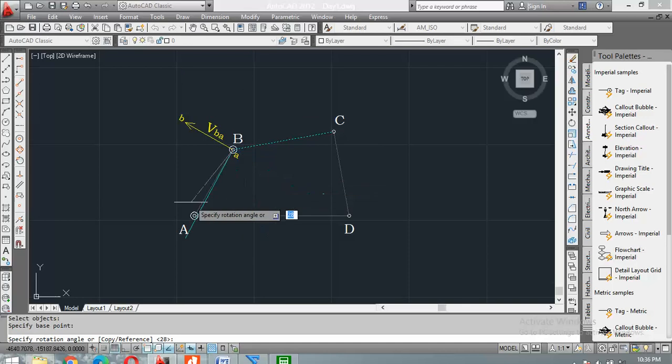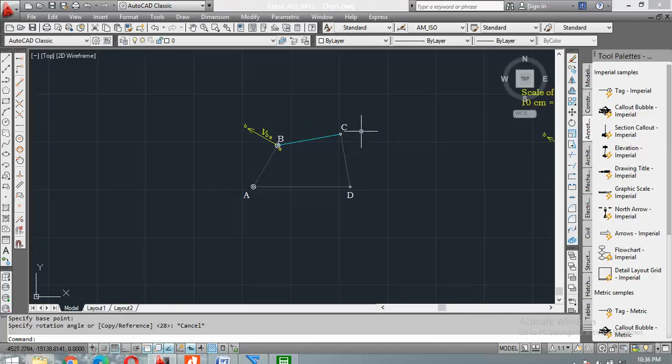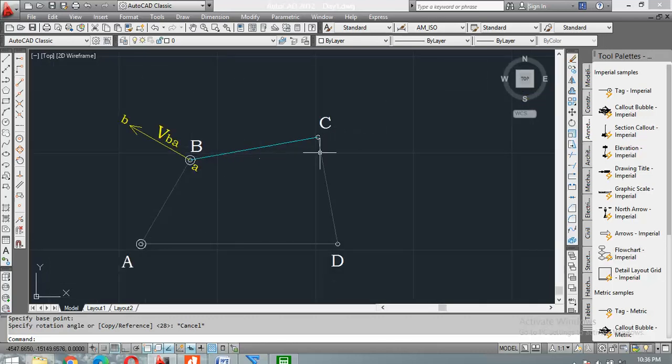Okay, let us assume B point as a hinge point. So we are focusing on BC link, considering B point as a hinge. Considering BC link, we can find out velocity of point C if B is the hinge. Now I want to find out the direction of velocity of C with reference to B. So what is the direction of velocity of C with reference to B? Obviously VCB must be perpendicular to CB link.